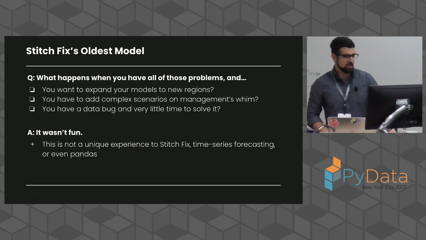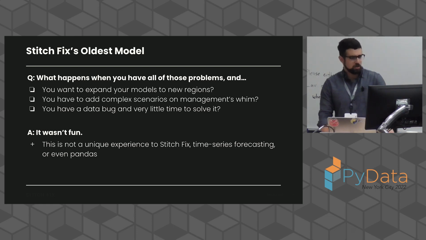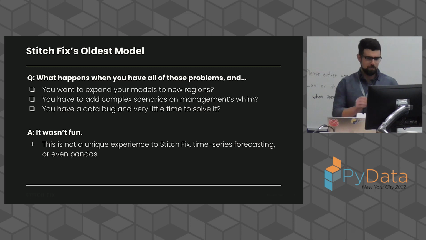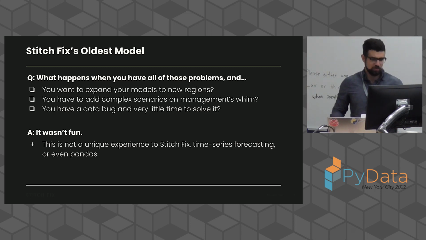And what happens when you have all of these problems and you want to start expanding your models into new regions, right? You want to say, okay, we're in the US, we want to really start forecasting in the UK. That's where Citrus is going. You want to add complex scenarios on management plans. They're like, what if we up the marketing for this specific part of the business? And you have a data bug and very little time to solve it.